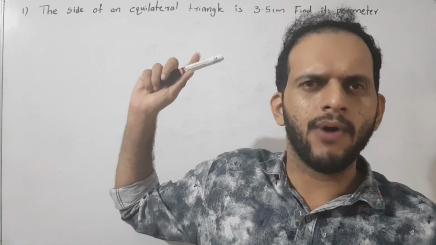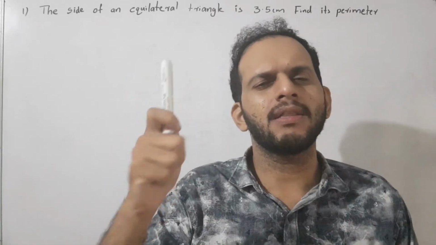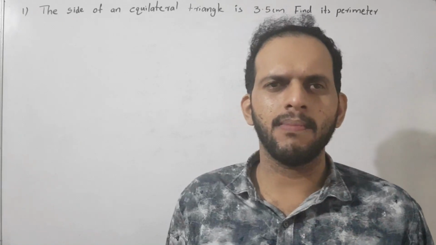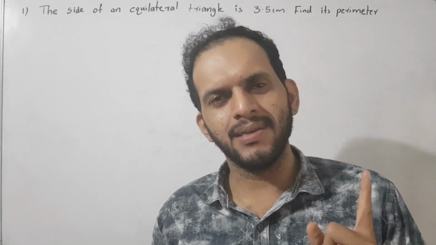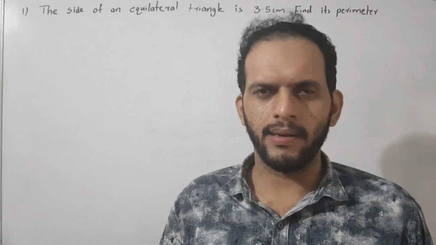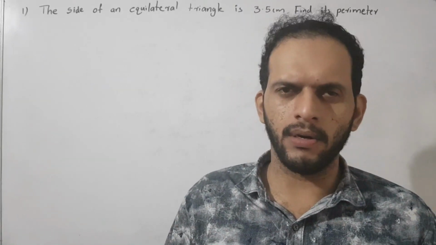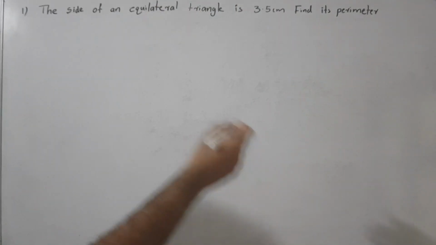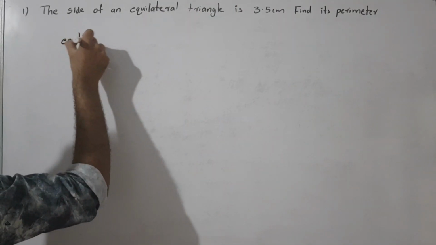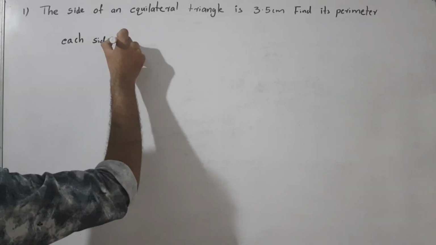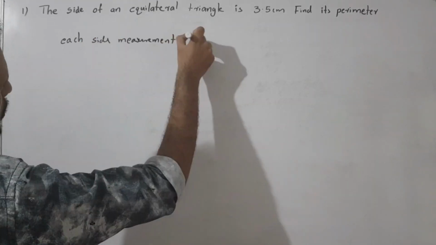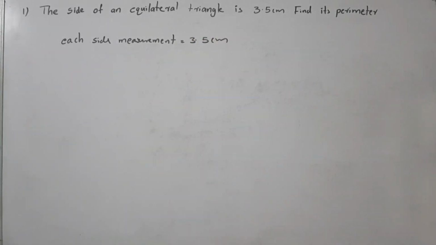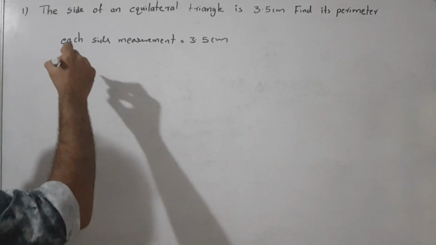So here to find the perimeter we need to add 3.5 three times. Then what is the equation to find the perimeter of an equilateral triangle? That is 3 into side. Correct? 3 into side. We studied already. So we started like this. Each side measurement is equal to 3.5 centimeter.